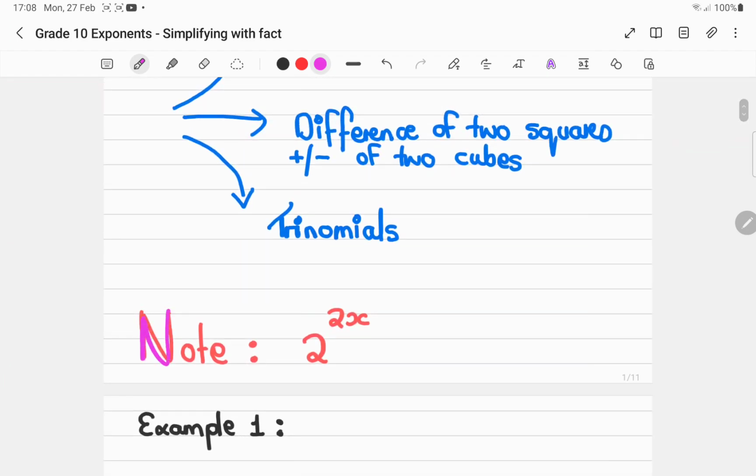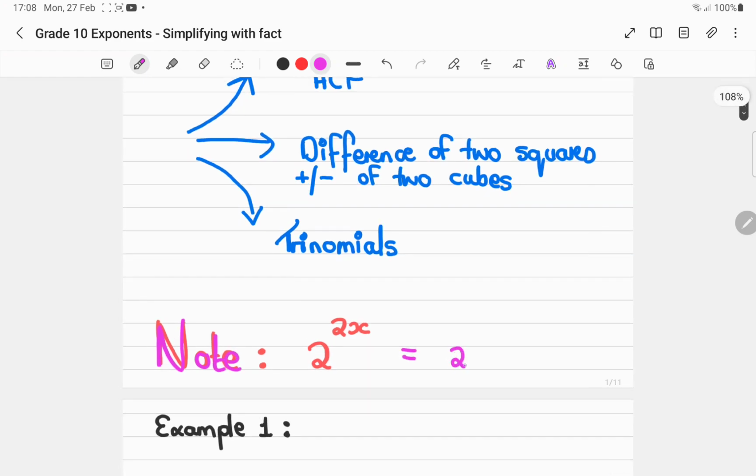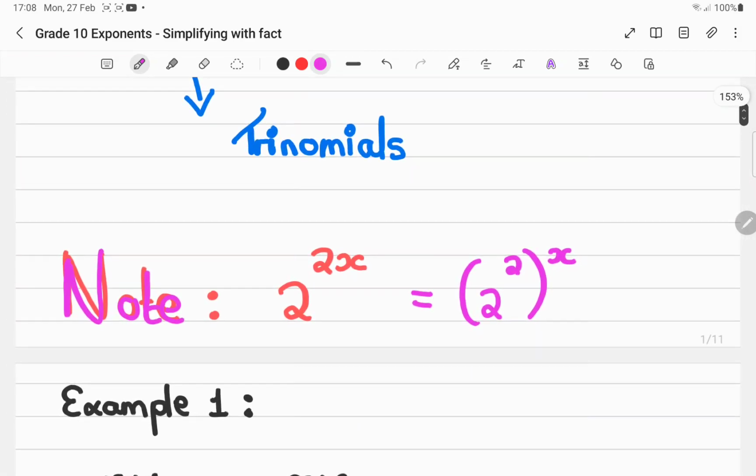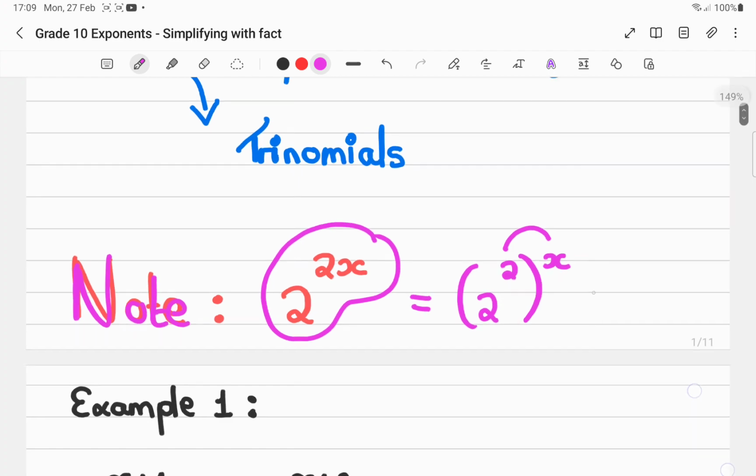Just before we continue, I want to quickly show you two different things to note. The first is that 2 to the power 2x can also be rewritten as 2 to the power 2, raised further to the power x. Why is that? Because a power raised to a further power, we multiply, which gives me the original expression. So remember, you can tweak things as long as you don't change the original expression. I call this the switcheroo. We swap these two around: 2 to the power x, raised to the further power 2.